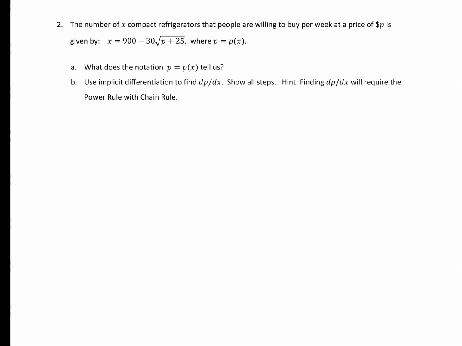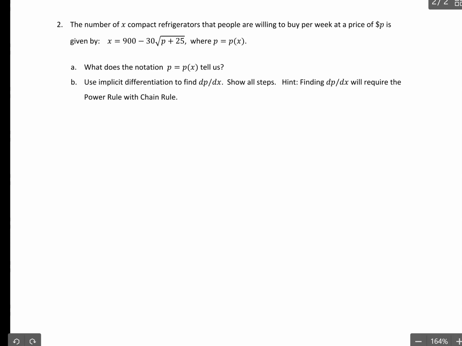In this word problem, we're given an equation that we need to differentiate implicitly. So let's read the problem. The number of X compact refrigerators that people are willing to buy per week at a price of P dollars is given by this price demand equation. And we're told that P is a function of X.